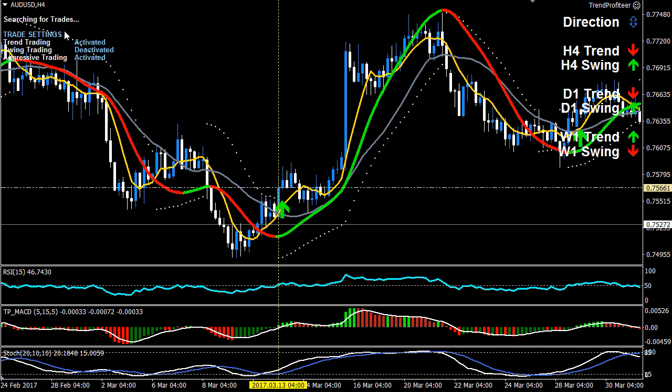Oh, I almost forgot. This is on the 4-hour time frame. Should have mentioned that at the beginning. So it works exactly the same on every time frame. This is the 4-hour time frame example for a trend buy as an aggressive buy.